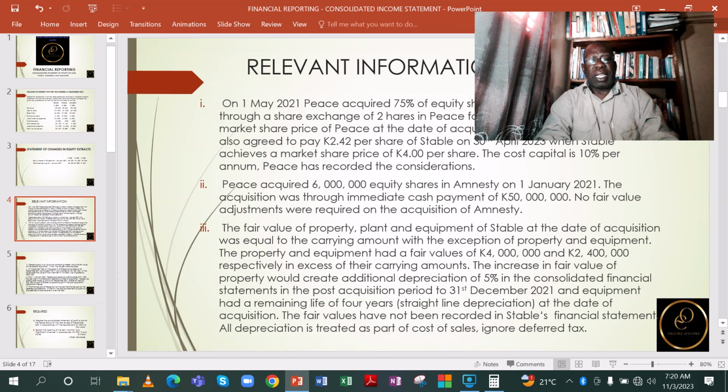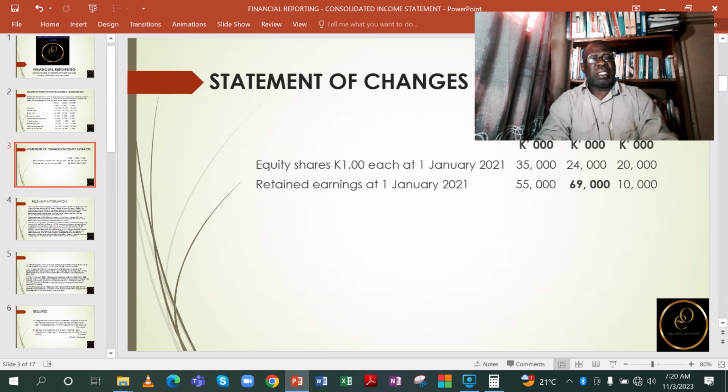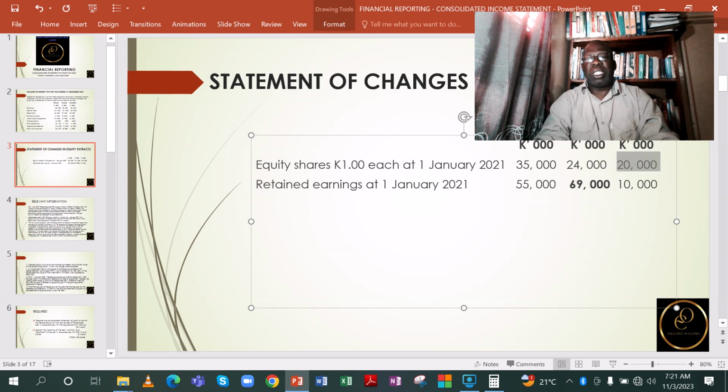We look at note number 2. Peace acquired 6 million equity shares in Amnesty. At the time of acquisition, equity shares in Amnesty were 20 million. So out of the 20 million, 6 million were acquired by Peace.